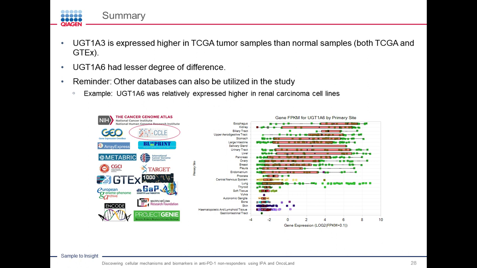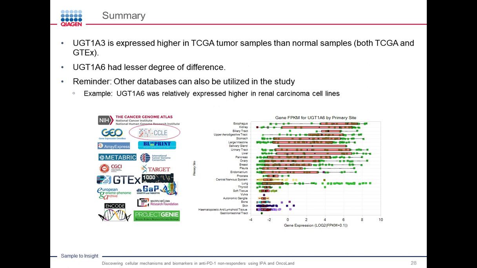So in summary, we found that UGT1A3 and A6 were both expressed more in renal cell carcinoma compared to other tumors, but UGT1A3 had greater difference in expression between tumor and normal tissue. And this was true both for TCGA tumor and normal, and also TCGA versus GTEx, tumor and normal. And then UGT1A6 can potentially serve as a marker, but it had a lesser degree of difference.